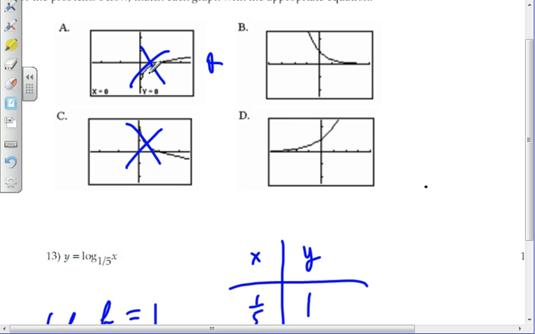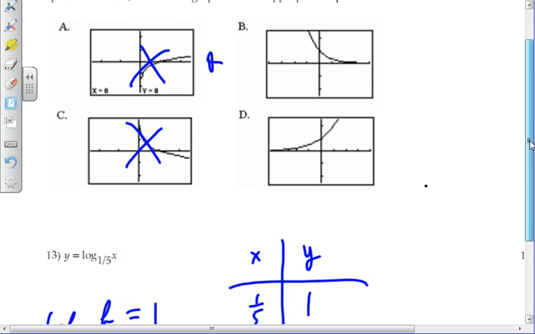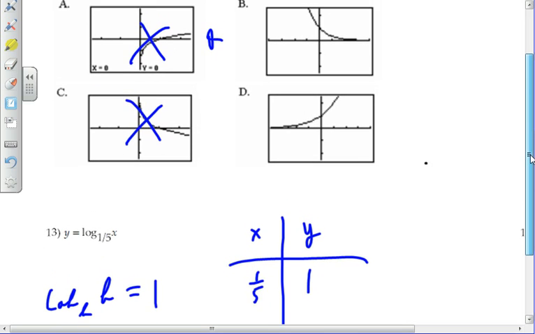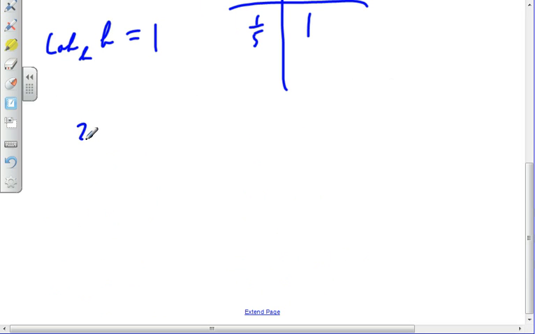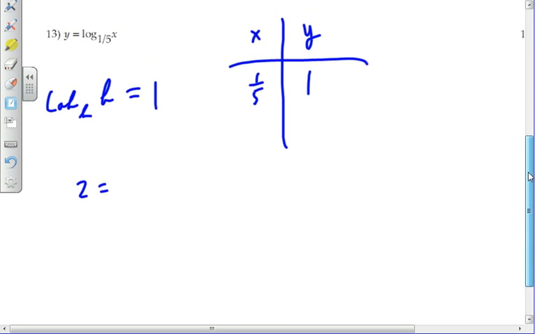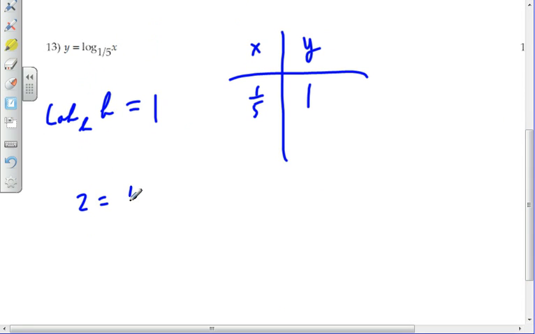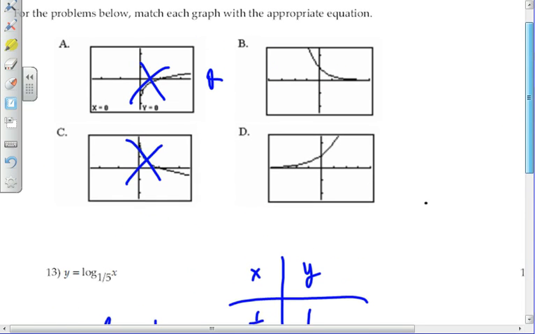And coming over here, these guys don't work either because they go to 0. Okay, so it's either this guy or that guy. All right, so now we're going to pick a y that's a 2. If y were a 2, then what must x be? Then the log base 1/5 has to be 1/5 squared. Okay, so if y is a 2, then this has to be 1/25. Okay, any of these guys have that?